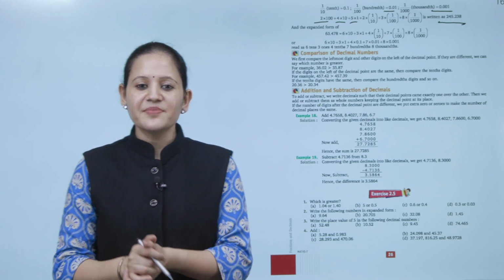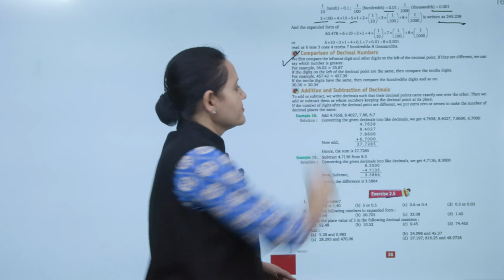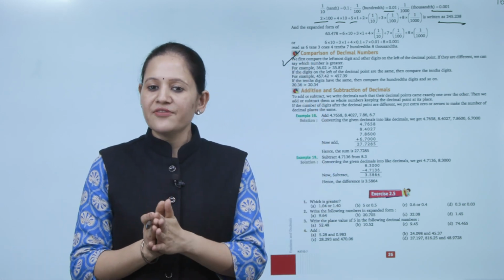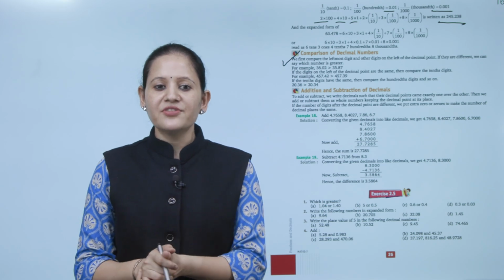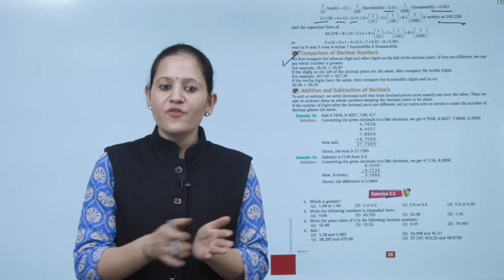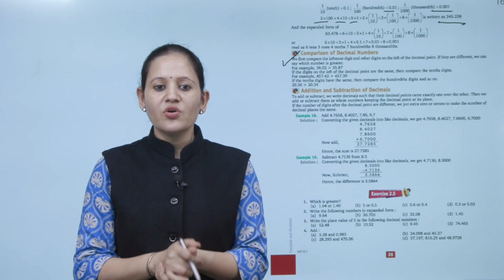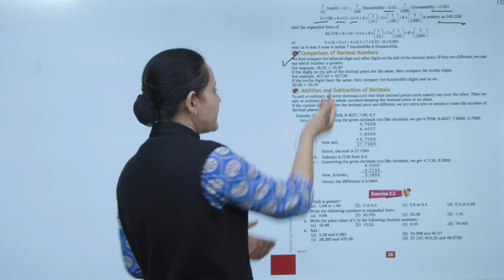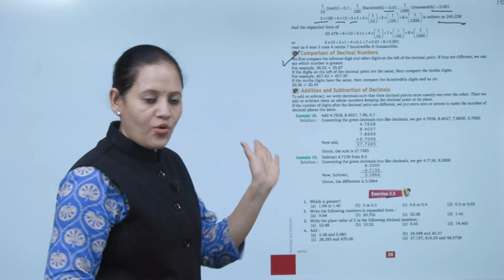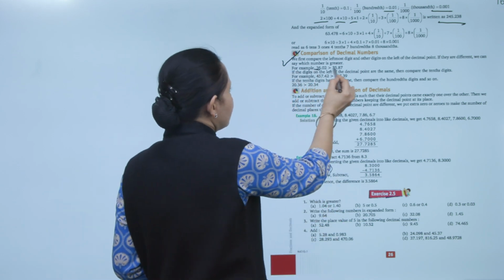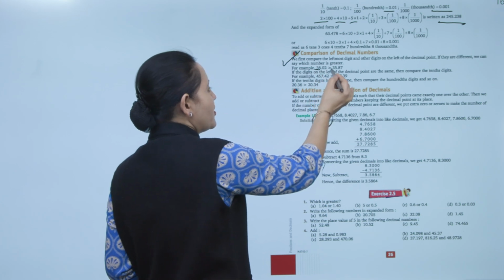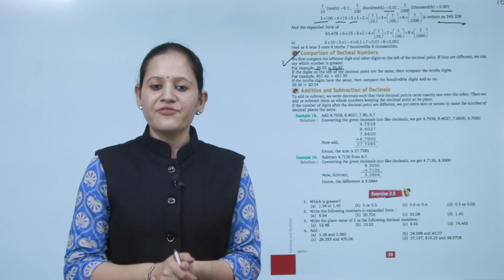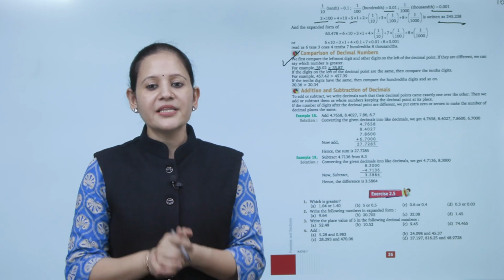Next is comparison of decimal numbers. We first compare the leftmost digit, or the digits on the left of the decimal point. If they are different, we can say which number is greater. For example, 36.02 and 35.87. First we will look at the whole part before the decimal. So 36 is greater than 35, so 36.02 will be greater than 35.87. Clear?